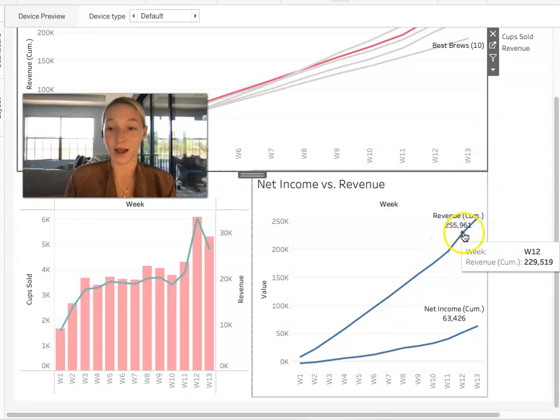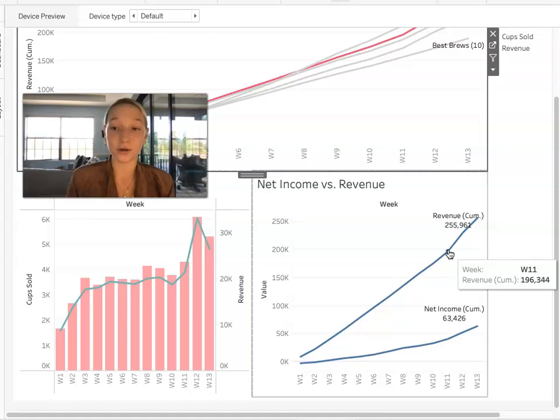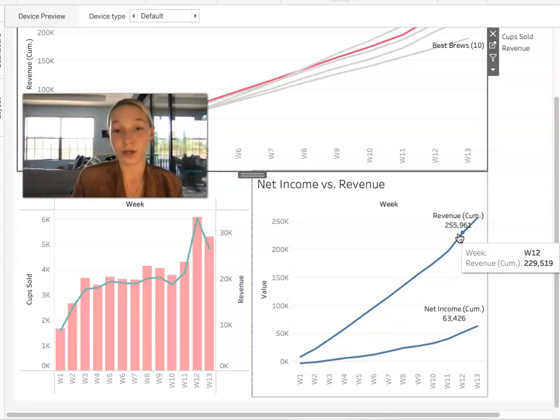You can see where the line pivots a little bit. In week 11, we went from a cumulative revenue of $196,344 to a cumulative revenue of $229,519 in week 12.